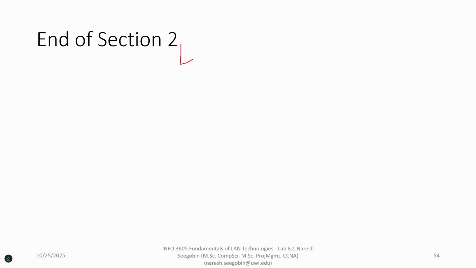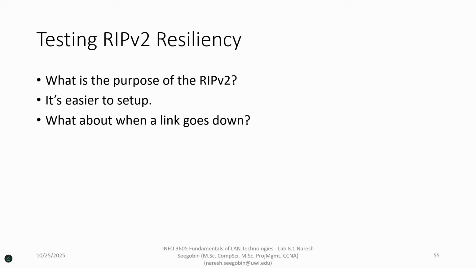Right, so that's the end of section 2. Essentially we've done everything here. Now we're going to test out RIP version 2 resiliency. So what's the purpose of it? Yeah, it's easy to set up, which we just did. Look how easy it was.